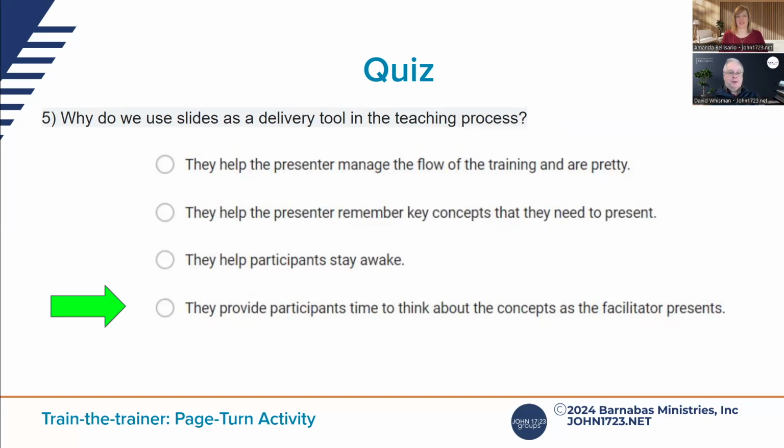But the real fundamental reason is to give the participants time to think, because we hear words, people talk at a certain speed, but our minds process at a much faster speed. So you need to give the mind something to do while they're listening, and the slides can help with that.